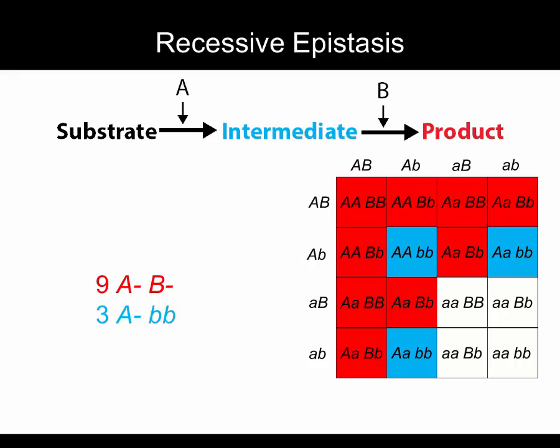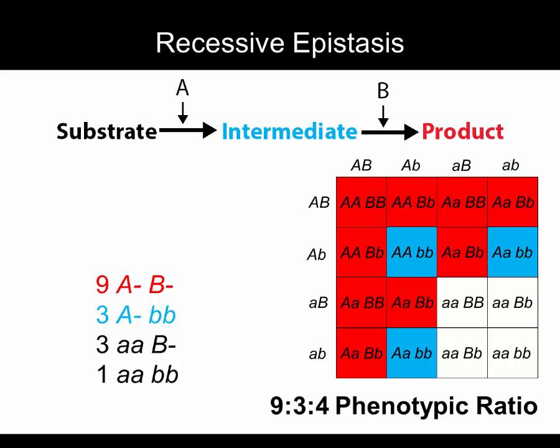In 3 cases, there's a functional A allele but no dominant B allele, so the intermediate blue pigment is formed. And in 4 cases, the flowers are homozygous recessive for A and no pigment is made. This results in a 9:3:4 phenotypic ratio. We call this recessive epistasis and say A is epistatic to B. If there is no functional A allele, the effect of B is hidden.